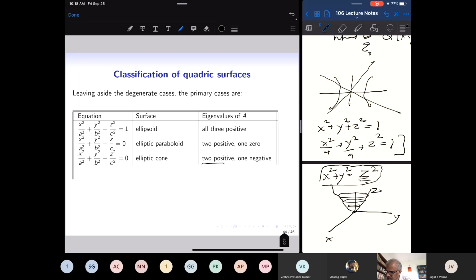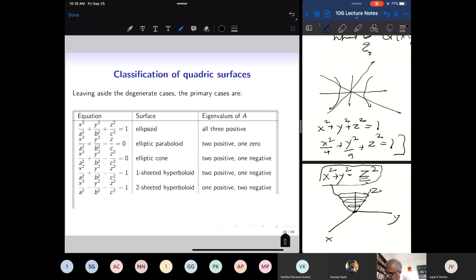Then when 2 eigenvalues are positive and 1 is negative, we will get an elliptic cone. This is the equation of an elliptic cone. That's the name. When 2 are positive and 1 is negative, then we get a hyperboloid of 1 sheet, corresponding to 1 negative eigenvalue. When 2 eigenvalues are negative and 1 is positive, I get a 2 sheeted hyperboloid.